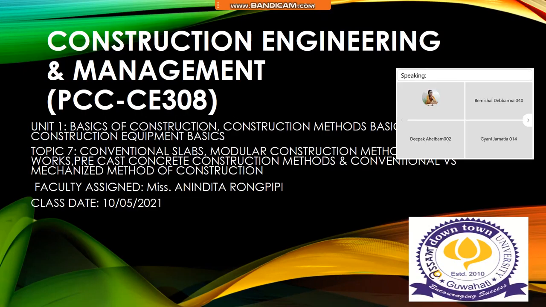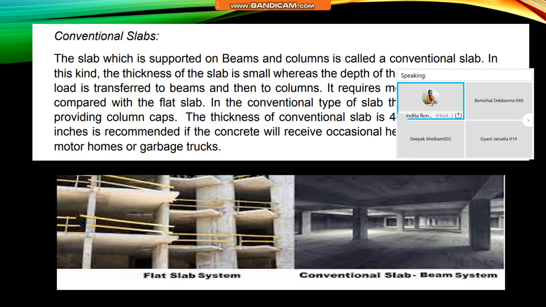So hello students, we'll continue again with unit number 1 and topic number 7, which is conventional slabs, modular construction methods for repetitive works, precast concrete construction methods, and conventional versus mechanized method of construction. So what do you understand by conventional slabs? The slab which is supported on beams and columns is called the conventional slab.